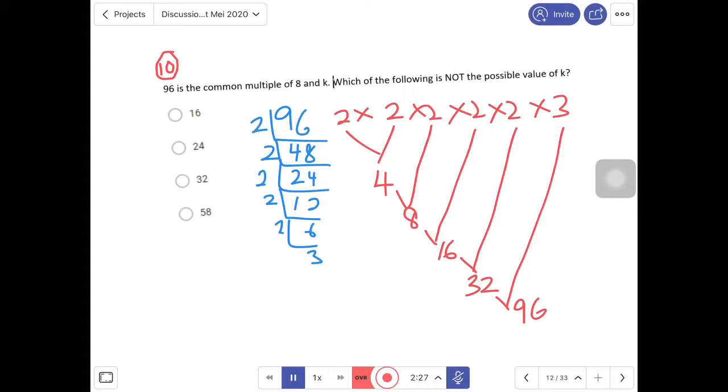Okay, so let us check. 16 is here. 24 is here. 32 is here. But 58 is not here. So 58 is not the possible value of k.